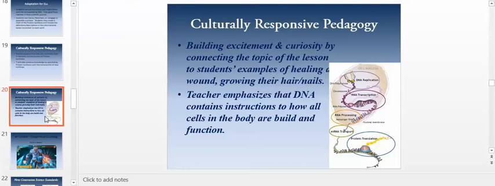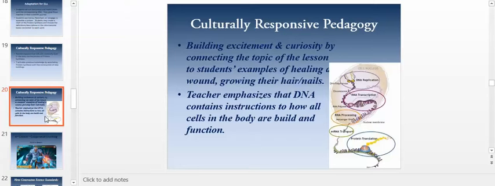Another culturally responsive pedagogy could be implemented by building excitement and curiosity when a teacher talks about the connection between protein synthesis and when students had a wound that healed fairly quickly, or they noticed that their hair and nails grow so quickly as well. So how does this process happen? What actually is responsible for that? This is a great way to simplify and make this topic more relevant to kids.